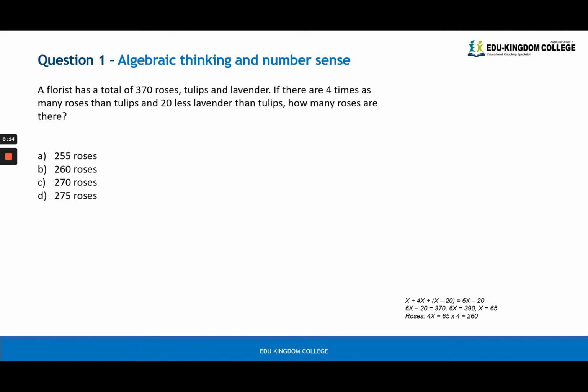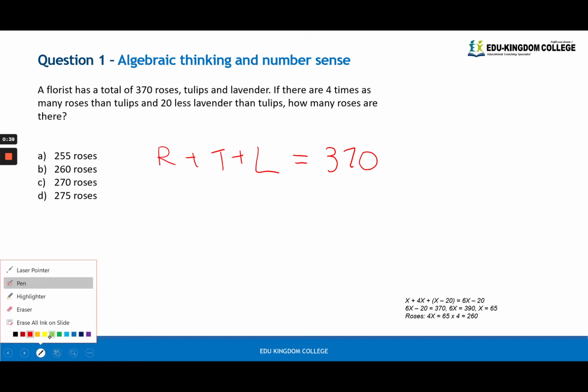First question was an algebraic and number sense question. So we have 370 roses, tulips and lavenders, 4 times as many roses as tulips and 20 less lavender than tulips. How many roses are there? Okay, so we have roses plus tulips plus lavenders will equal 370. Now, if we have 3 different things to figure out like this, we cannot know for sure what each of them are. We can have different combinations of different numbers. So what we actually have to do is replace some of these with the same term.